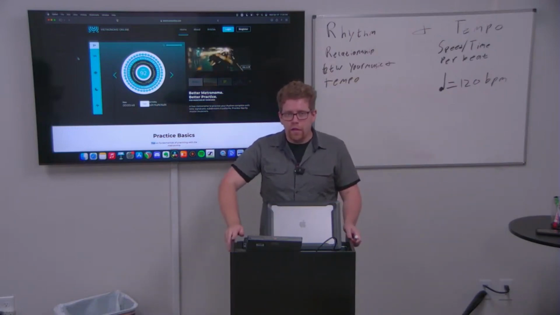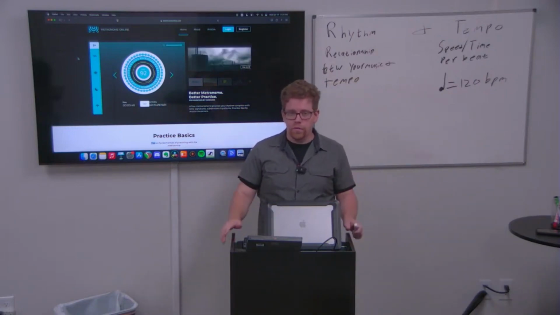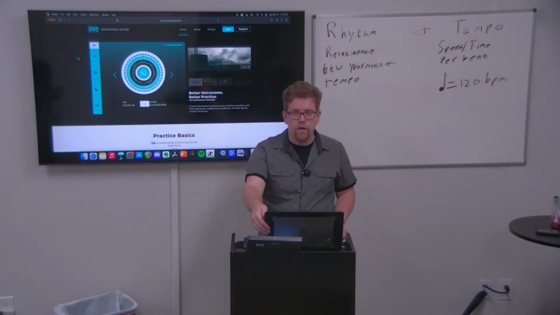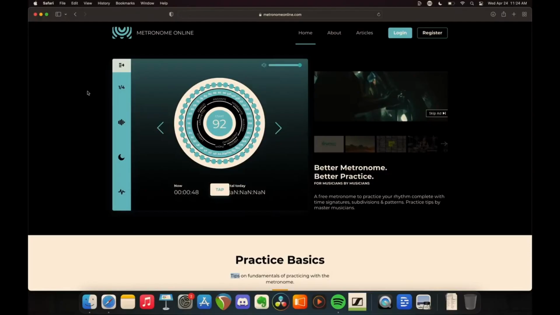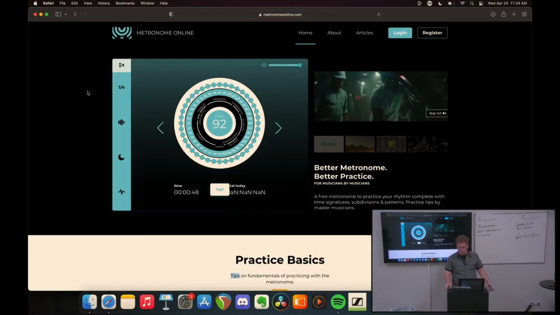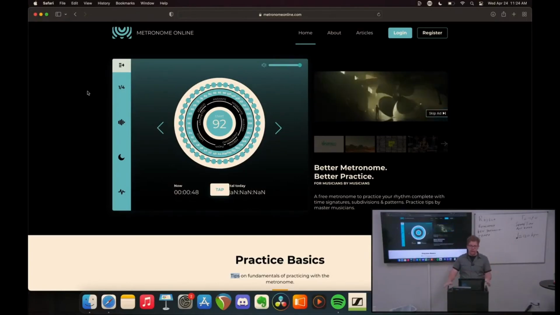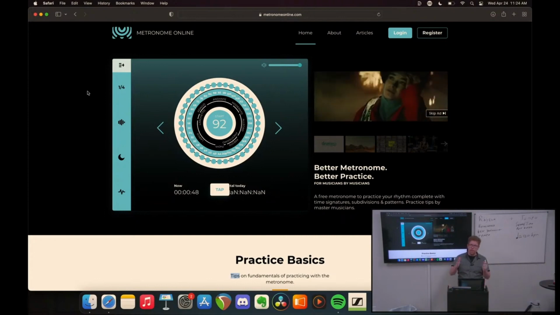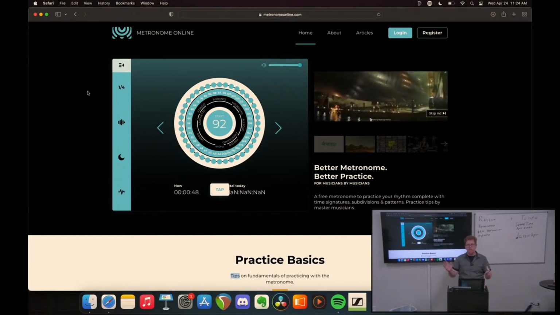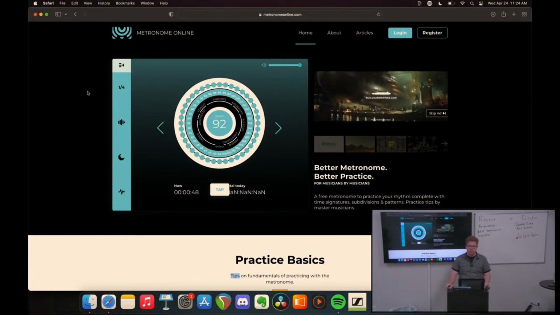So as we get started here, first we're going to go through some tempo stuff. What you're going to be seeing on the screen is a free metronome that I Googled, and you can Google this too. Anybody can find them. They're everywhere. I have a free metronome on my phone, and these are fantastic.